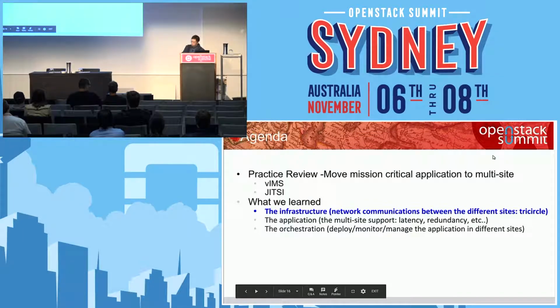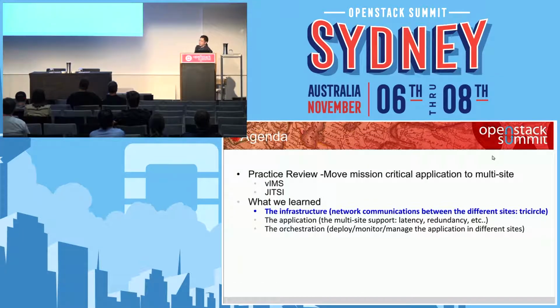So what we learned in this practice, let's talk about the experience from three aspects. The first one is the infrastructure layer: how the infrastructure supports the application's high redundancy across different clouds. Then we talk about the application aspect and the orchestration aspect.